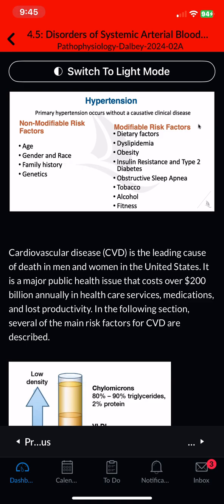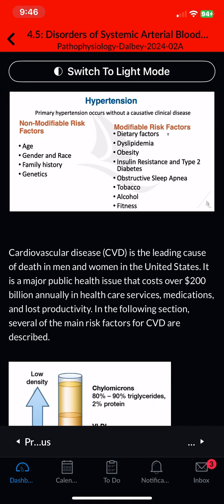There are also modifiable risk factors. Since these can change, patients are always encouraged to decrease these risks as much as possible. As you will see, the modifiable risk factors are linked to lifestyle and they are interrelated. So these can include dietary factors: diets that are high in sodium or salt, calories, sugar, saturated fats, or trans fats are associated with high blood pressure.